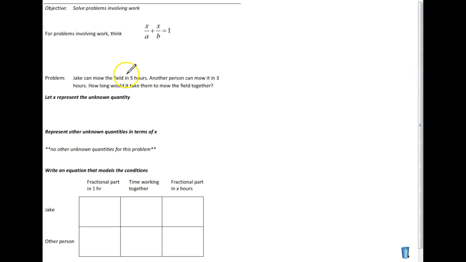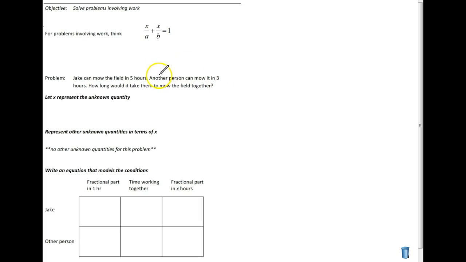Jake can mow the field in 5 hours, and another person can mow it in 3 hours. The question is, how long will it take them to mow the field together? So let's say they're each mowing at the same time. Now, your gut may first tell you, oh, it's going to take them 4 hours. That makes sense because that's between the two, right?